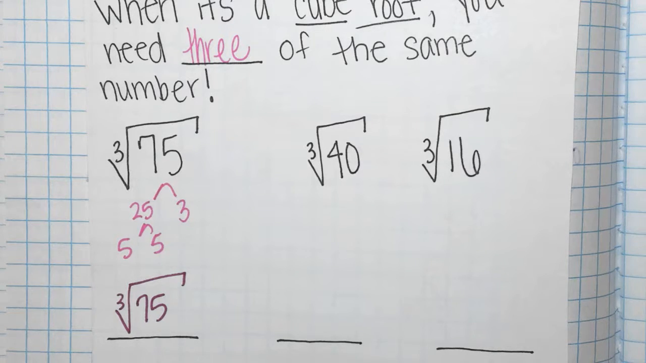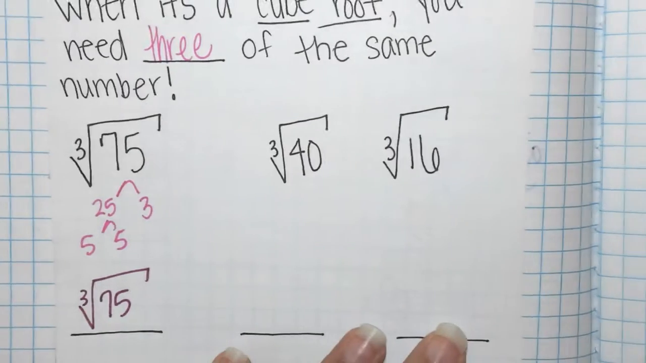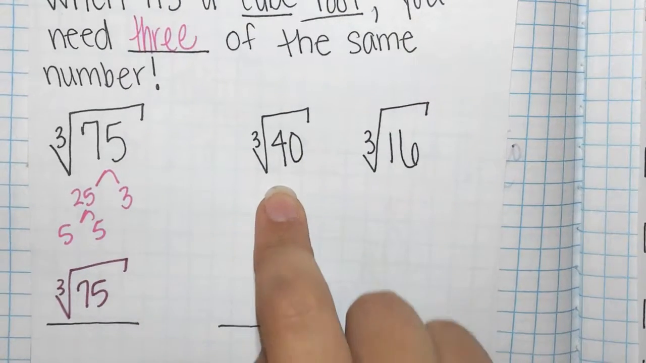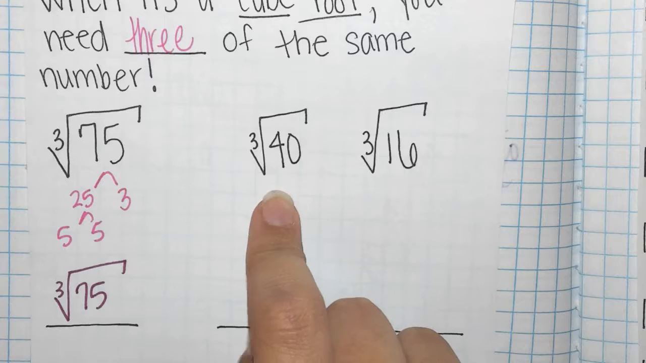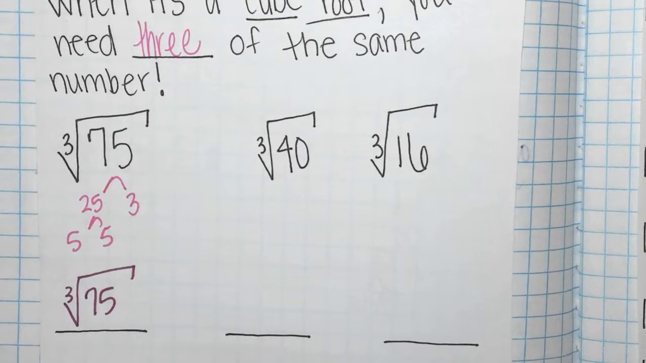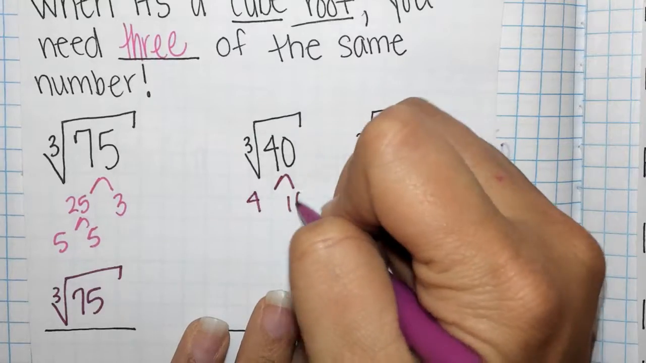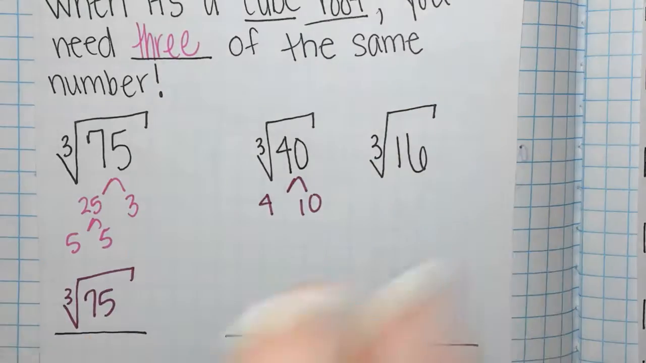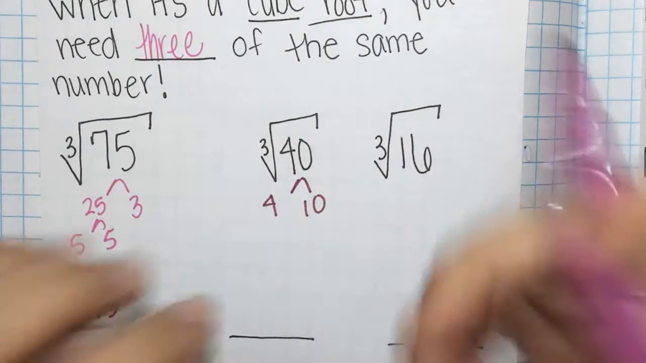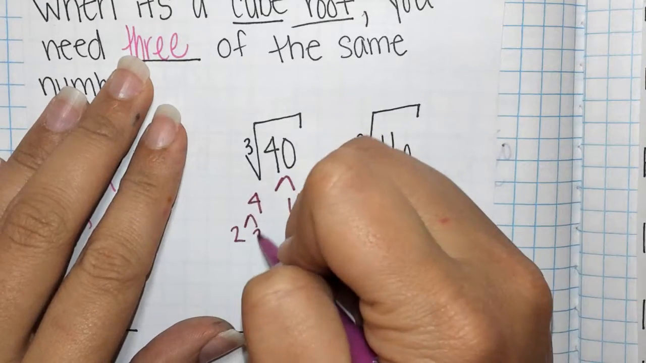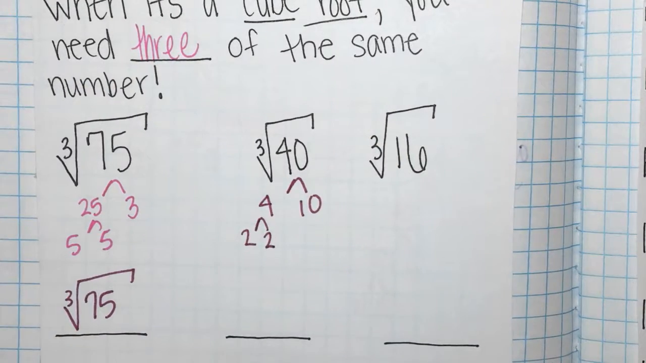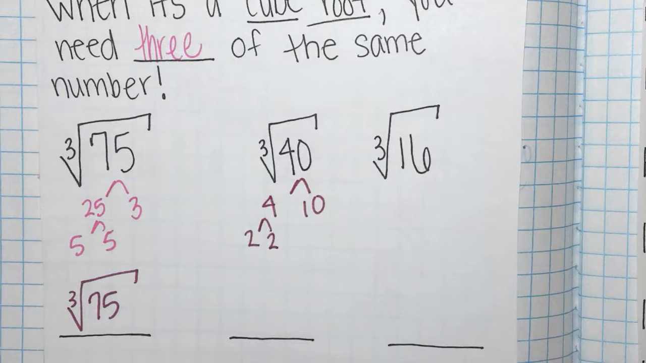All right, let's look at the second problem. Who can think of a number that divides into 40? 4. Okay, 4 times what? All right, now remember, we need 3 of the same number. So what can we break 4 down into? 2. Yes. So, does it matter what side they're on? No.